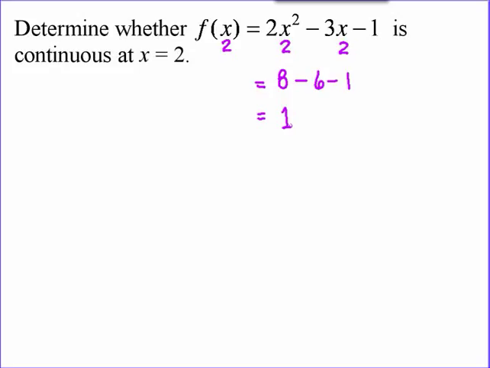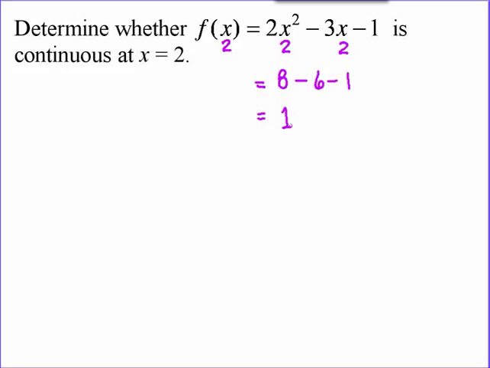Now the next thing you're going to do is graph that. So on your calculator, I want you to go ahead and graph that. Wait, how do you know if it's continuous or not? First of all, we have a value. I don't understand how that all checks out. Can you explain that? 2 times 2 squared is 8. Minus 3 times 2 is 6. Minus 1. 8 minus 6 minus 1 is 1.